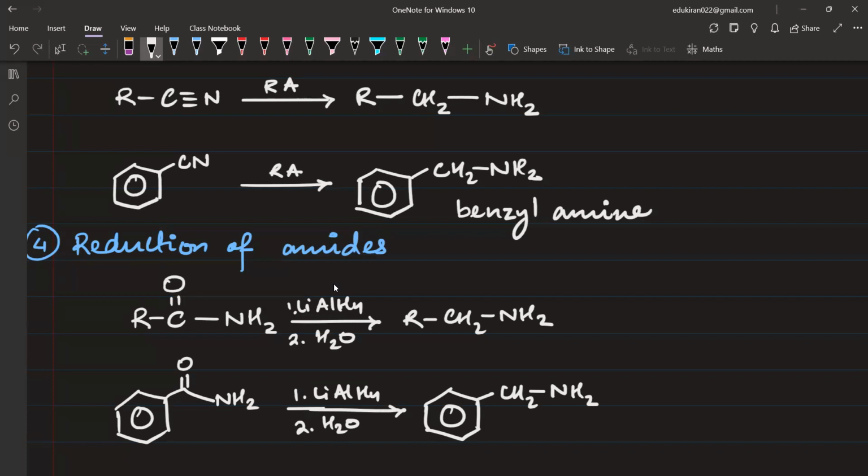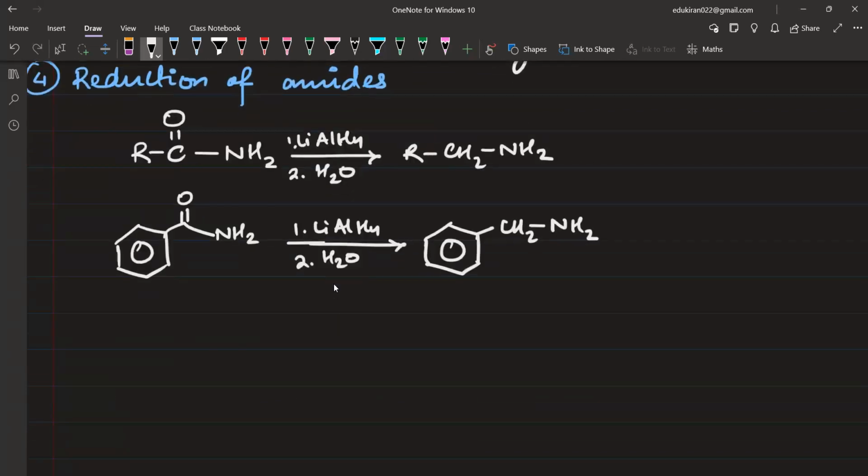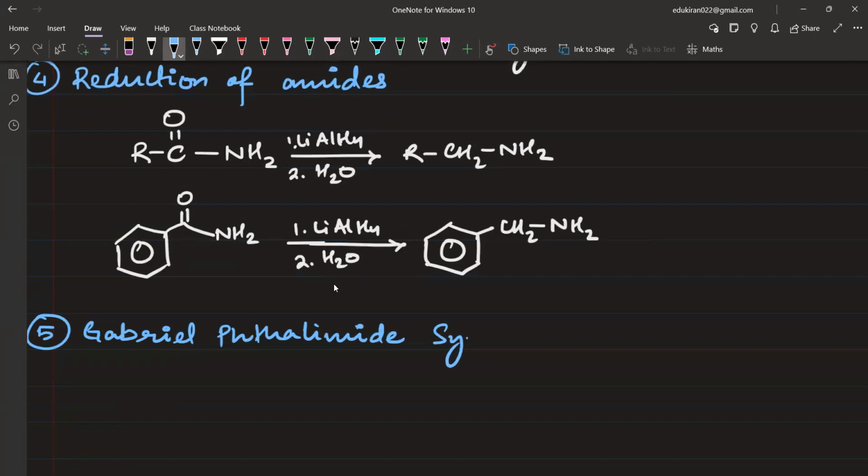After doing the methods of preparation, we will do some important methods of preparation for conversions. After reduction, you will write the fifth method of preparation. This is important because it is a name reaction. Gabriel phthalimide synthesis. Gabriel phthalimide synthesis.